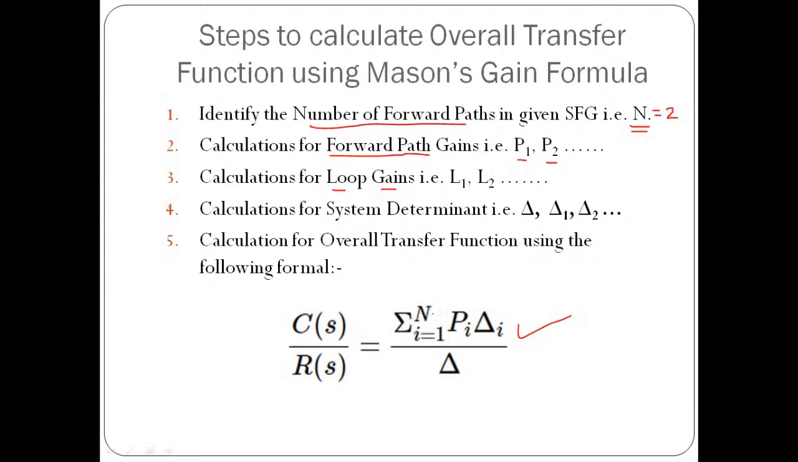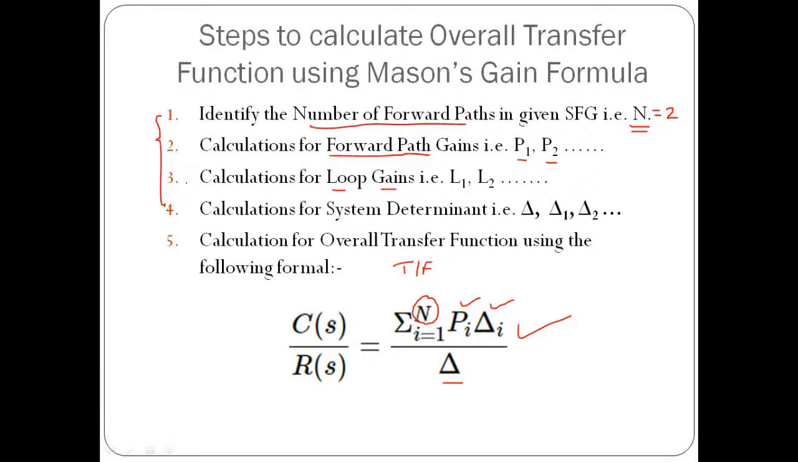Because from this equation, it is very clear that in order to find the value of the transfer function, we should know the value of n, which indicates the number of forward paths. We should know the values of P1, P2 corresponding to the first and second forward path. We should know the values of delta 1, delta 2, and we should know the value of delta. So all these things we are going to calculate from step number 1 to step number 4.